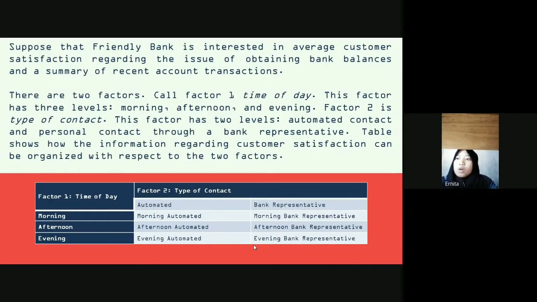The table shows how the information regarding customer satisfaction can be organized with respect to the two factors. Factor 1 is time of day: morning, afternoon, evening, and factor 2 is type of contact: automated and bank representative. Okay, next.